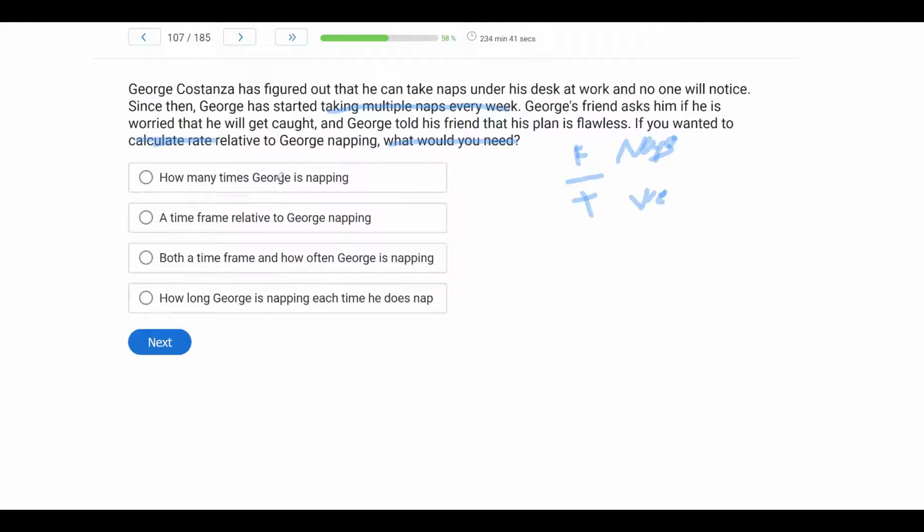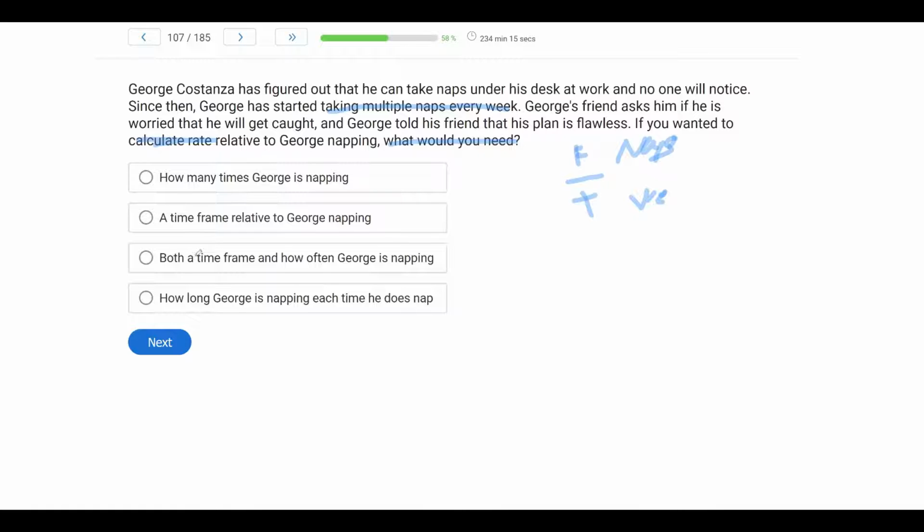Well, A, how many times George is napping? You do. You need a frequency to find rate, but you also need a time component. That's the primary difference between rate and frequency, and why those two, while often used interchangeably, are not necessarily the same thing. Do you need a time frame relative to George napping? Yes, you do. But you also need a frequency. So A and B are good, but we need those together.